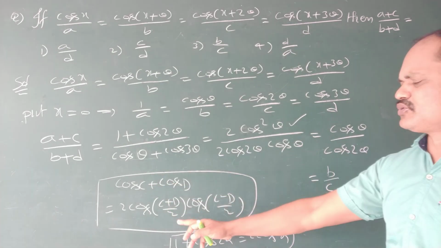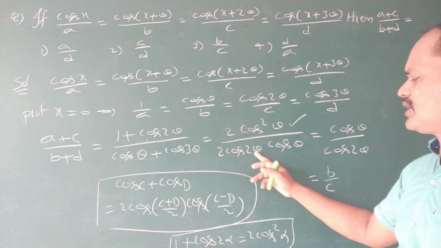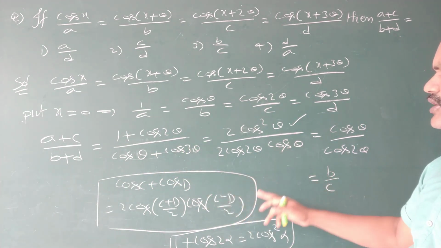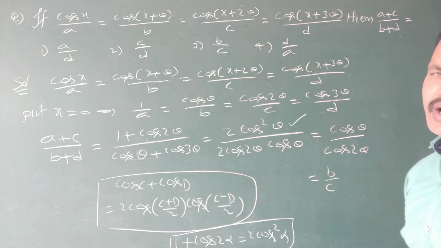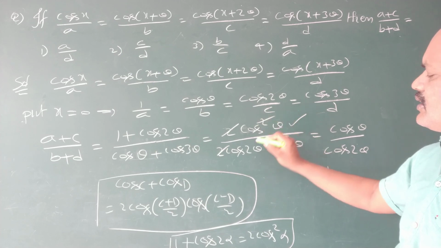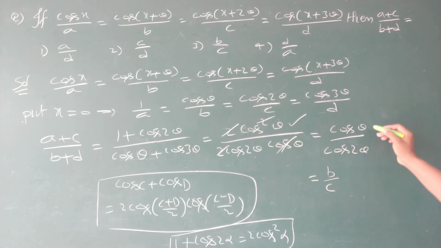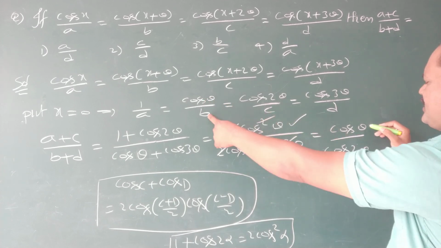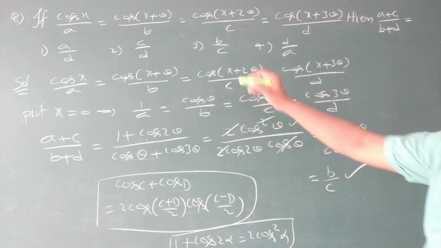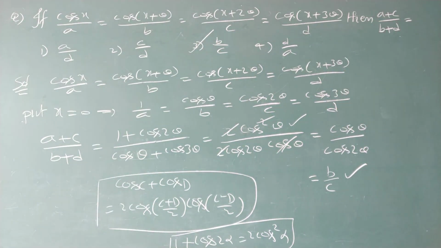According to the other formula, 2 cos (C plus D) by 2: theta plus 3 theta is 4 theta, by 2 is 2 theta. And theta minus 3 theta by 2 is minus theta, and cos of minus theta is positive. Here 2 gets cancelled, and one cos theta gets cancelled. Now cos theta by cos 2 theta is there. Cos theta is B and cos 2 theta is C, so B by C is the answer, that is the third option. That's all. Now we are going to one more question.